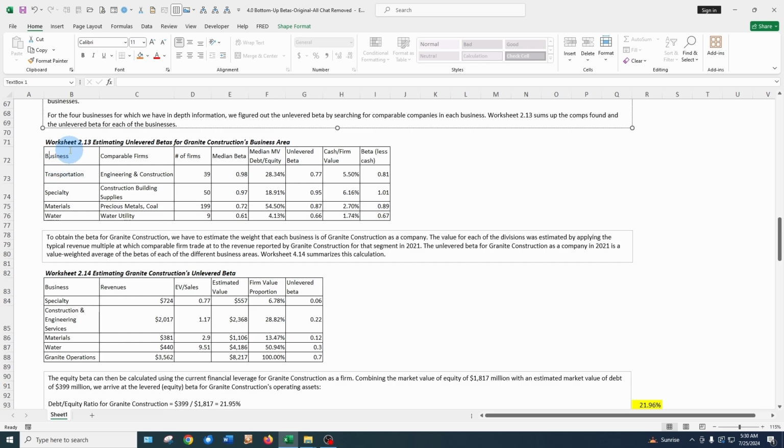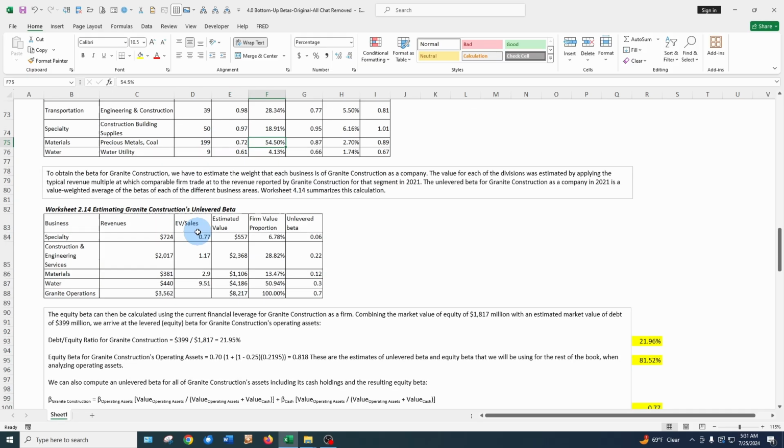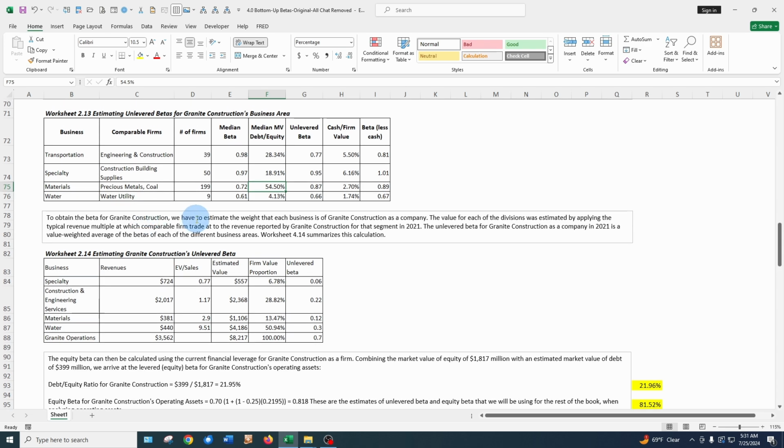So we have businesses, the comps, number of firms, betas, median, market value, debt to equity, unlevered beta, cash, firm value, and beta less cash. I didn't do the calculations; I just pulled this information from somewhere else. So we have transportation, specialty, materials, water, and the engineering. I used 39 firms. You can see their median beta. Materials: 0.72, 0.54.